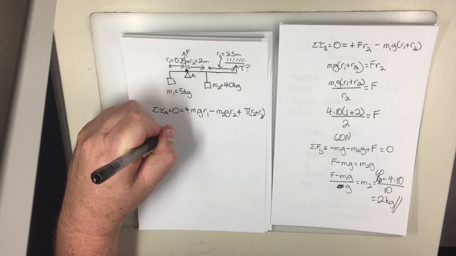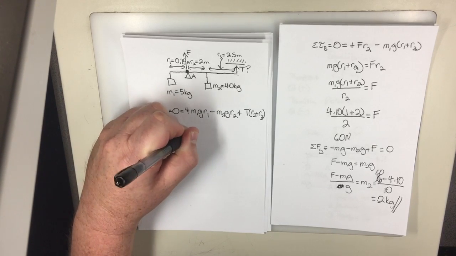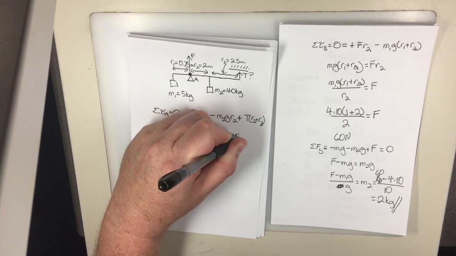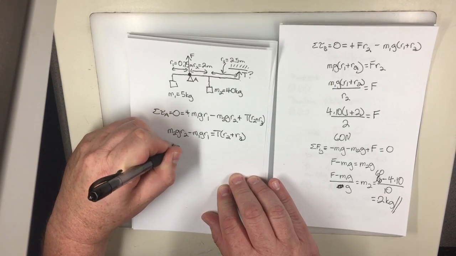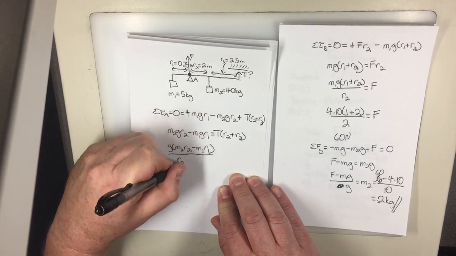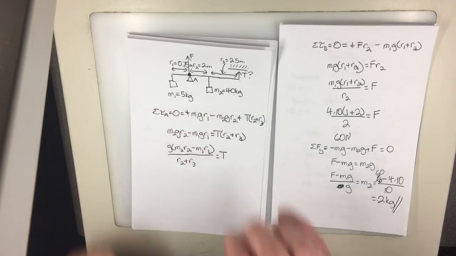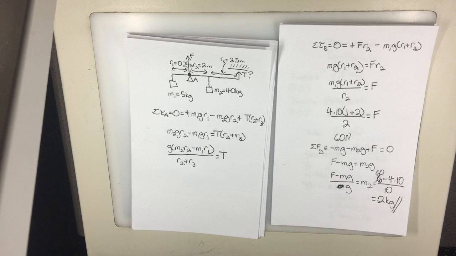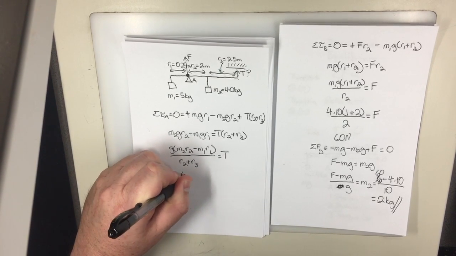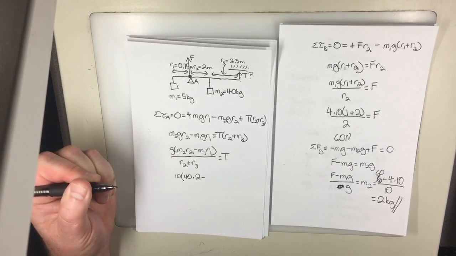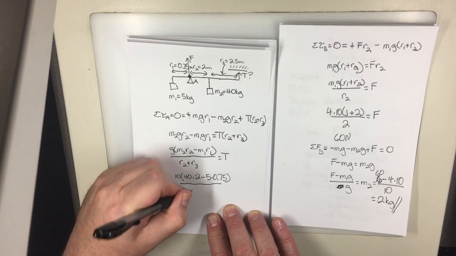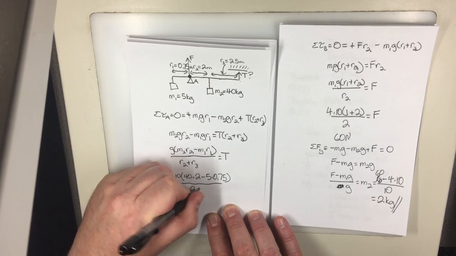I have to solve for T. And you get this: 10, 42 minus M1 5, 0.75 over 2.5.